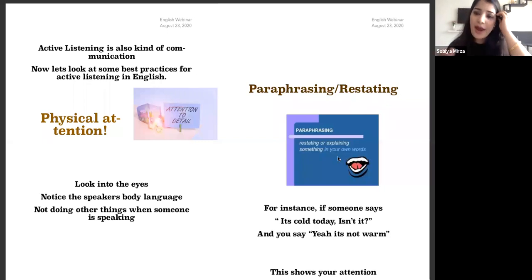Restating and paraphrasing are almost the same thing, but restating is saying the same thing. For example, it's cold today, isn't it? Yes, it's so cold. You use the same word, cold. That's called restating. But in paraphrasing, instead of cold, I use a different way: yeah, it's not warm. My meaning is the same, I mean to say yes, it's cold, but I used another way. So it's just the use of words. Restating is saying it in your words but using mostly the same vocabulary, while in paraphrasing you can use different vocabulary.